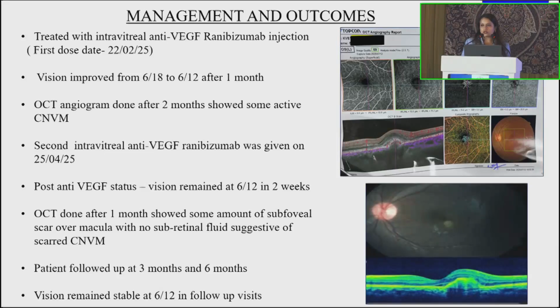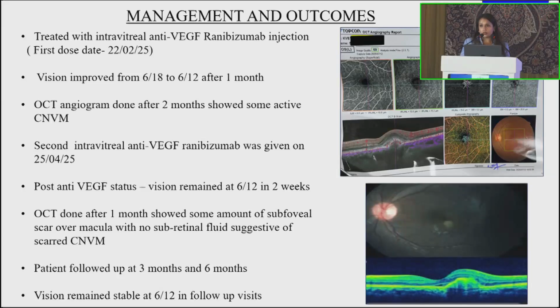OCT angiogram, which was done after a 2 month interval, showed some active CNVM. Therefore, the patient was given a second intravitreal anti-VEGF, which was given on 25th of April. Post anti-VEGF, the patient's vision remained at 6/12 at 2 weeks.